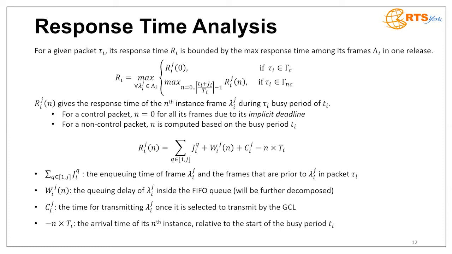Then we have the response time equal to the in-queuing time of all the frames that have priority over tau_ig, and the waiting time of tau_ig inside the FIFO queue. This will be further decomposed in the following slides. And C_ig is the time for transmitting lambda_ig once it is selected. Finally, it's the arrival time of the nth instance, and we assume the start of the busy period to be time 0.